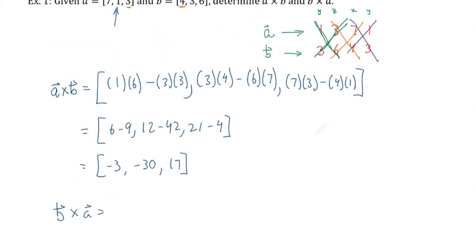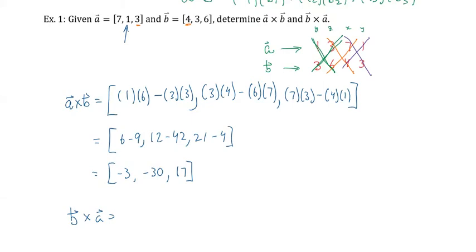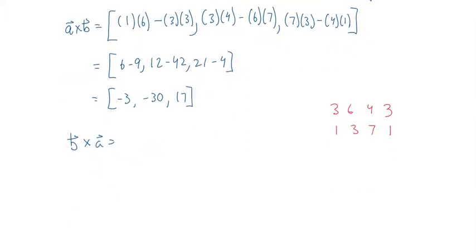Okay, so again, if I'm writing this out, now I start with B on top. 3, 6, 4, 3, and then A, 1, 3, 7, 1. So this is 3 times 3, which is 9, minus 1 times 6, which is 6, so 9 minus 6. 6 times 7, which is 42, minus 3 times 4, which is 12. 4 times 1, which is 4, minus 7 times 3, which is 21.